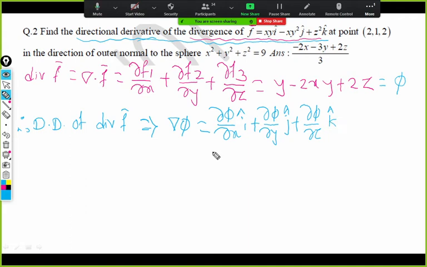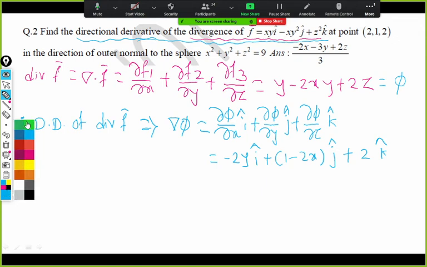Now can you tell me the derivatives? What is dou phi by dou x? The partial derivative of phi with respect to x is minus 2y. Dou phi by dou y is 1 minus 2x. Very good. And dou phi by dou z is 2. Nice, correct. So we completed two parts. The first part we calculated the divergence of f bar. Part 2 we calculated the directional derivative of the divergence of f bar.